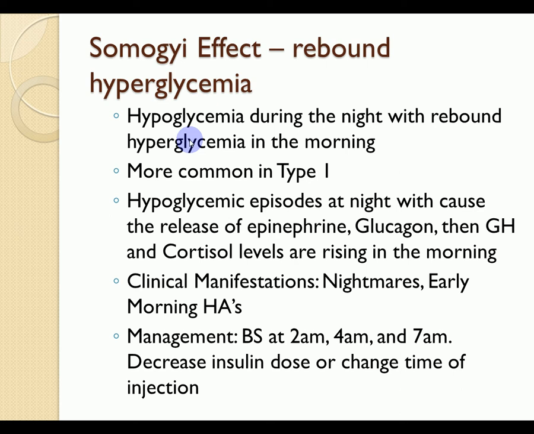Well, the healthcare provider may assess the situation as hyperglycemia and actually increase the insulin dose. So it's important that if you're getting extremely high levels in the morning, and this is a type 1 diabetic, that we do a 2 a.m. blood sugar to make sure they're not having this rebound hyperglycemia. Otherwise, if you just increase the insulin dose, you're going to make this situation much, much worse.